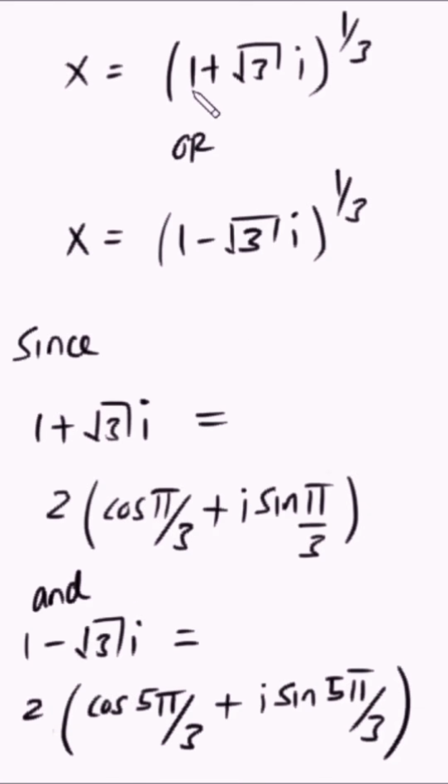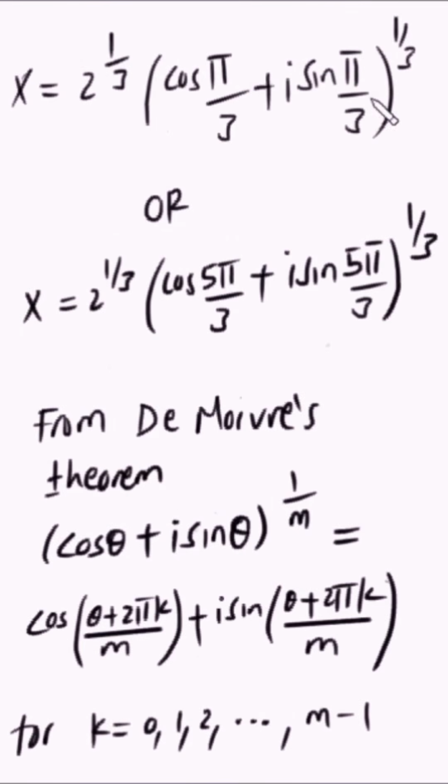So this 1 plus the square root of 3i, I'm going to write it in polar form. It becomes like this, 2 cos of pi over 3 plus i sine of pi over 3. And this 1 minus the square root of 3i, I also write it in polar form. It becomes like this, 2 cos of 5 pi over 3 plus i sine of 5 pi over 3. So I write it in polar form so that I can solve this cube root by using de Moivre's theorem. So our m is 3, it means k will be 0, 1, and 2.